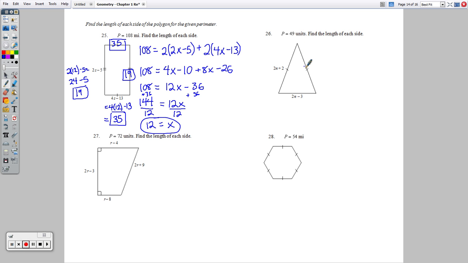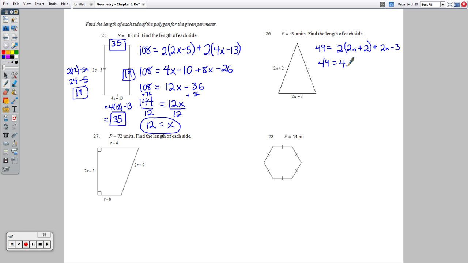Find the length of each side. So this and this are now congruent. So that means you've got another 2n plus 2 over here. But really, I can just write that. Think of it like I did over here. I've got 2 of those. So I've got 2 times 2n plus 2. And then I've got just 1 of these, so plus 2n minus 3.